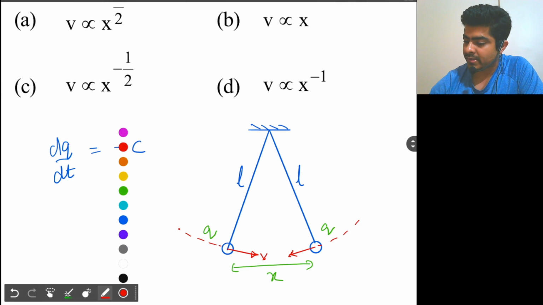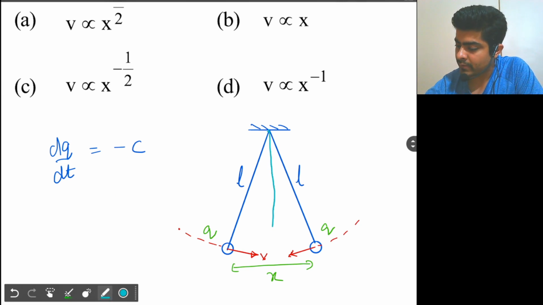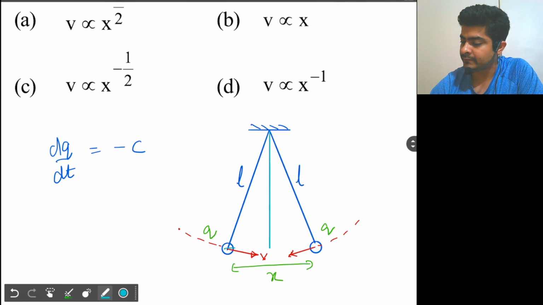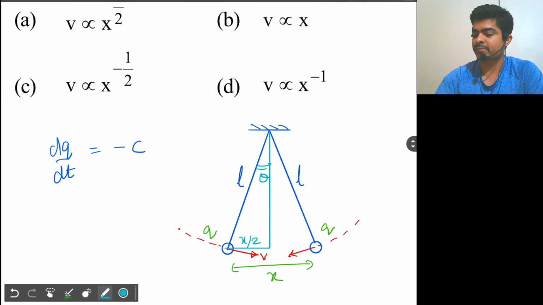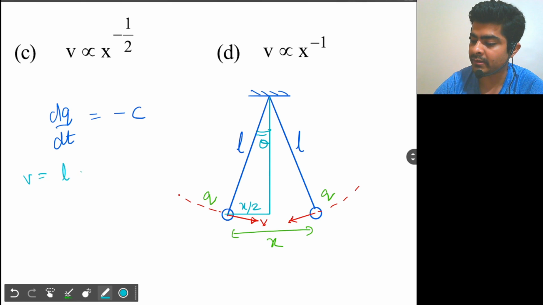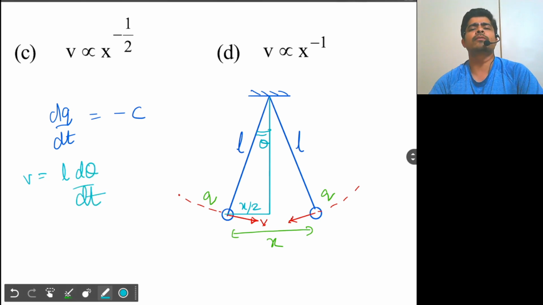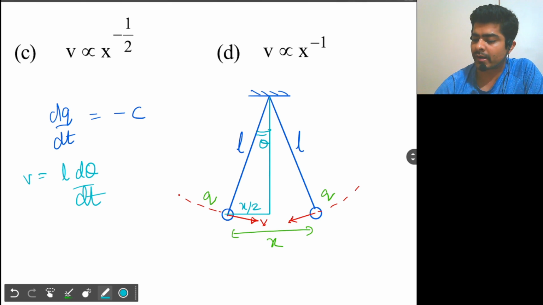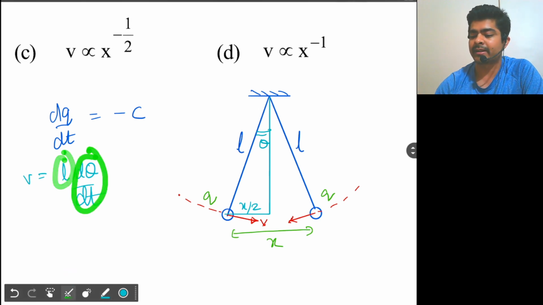And now let's draw something else as well. From the top, I drop a vertical line, connect it over here, and this angle is theta, and this length will be x by 2. So now let's first find the value of theta and try to relate it with x. If L is the length and theta is the angle, then we can write v will be L times d theta by dt. This we learned as a basic thing from circular motion: R omega. Radius is L, omega is d theta by dt, that is equal to speed v.